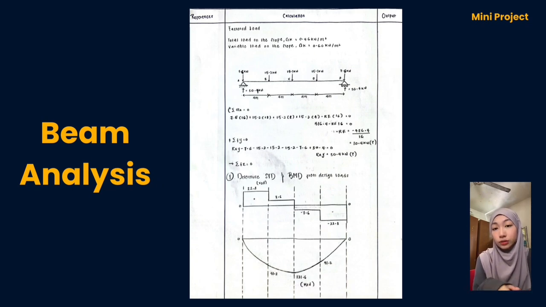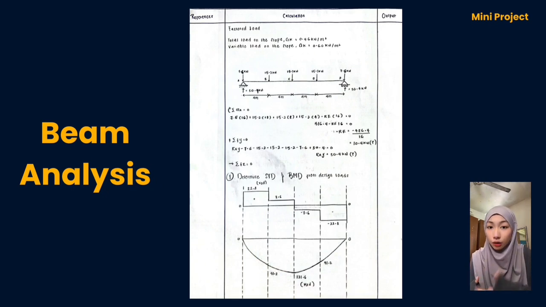Now we move on to draw SFD and BMD. First is SFD. It starts at positive 22.8 kilonewtons and decreases step by step as we move across the beam, and the ending we got is negative 22.8 kilonewtons. Next is the BMD. The highest moment is at the center of the beam, which is 121.6 kilonewton meters. This is a typical shape of a simply supported beam under uniform loading.